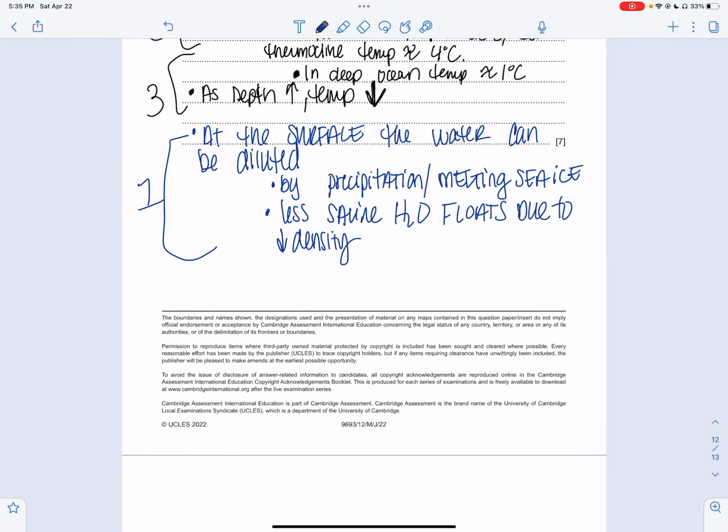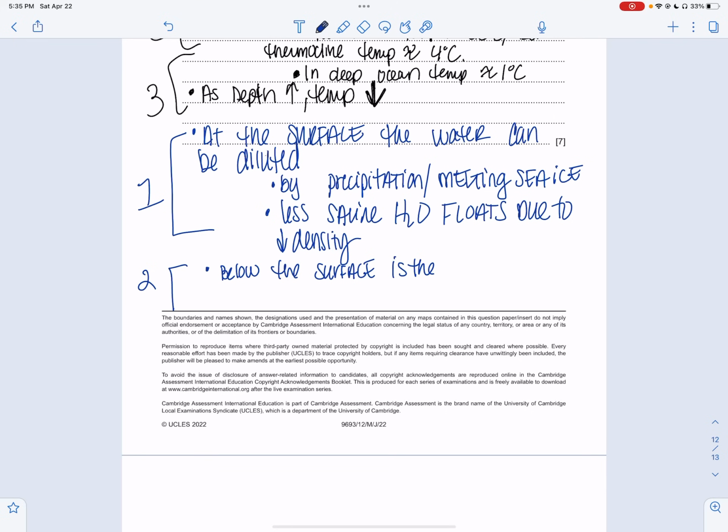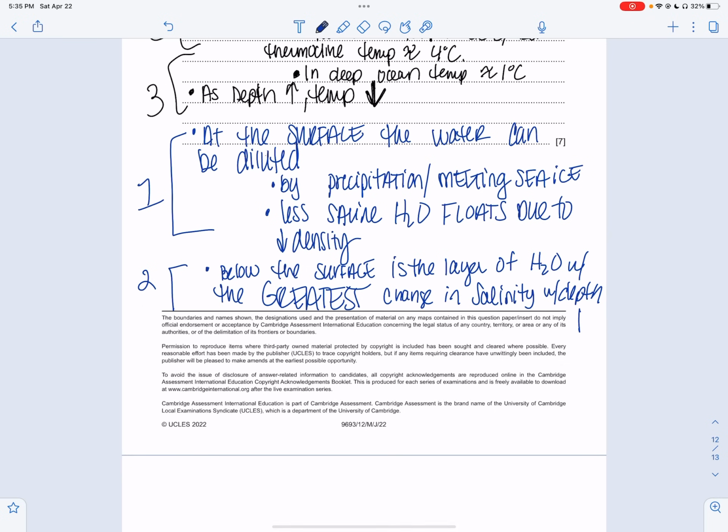Layer 2. Below the surface is the layer, boundary, column, or area of water with the greatest change in salinity with depth, and this is called the halocline.